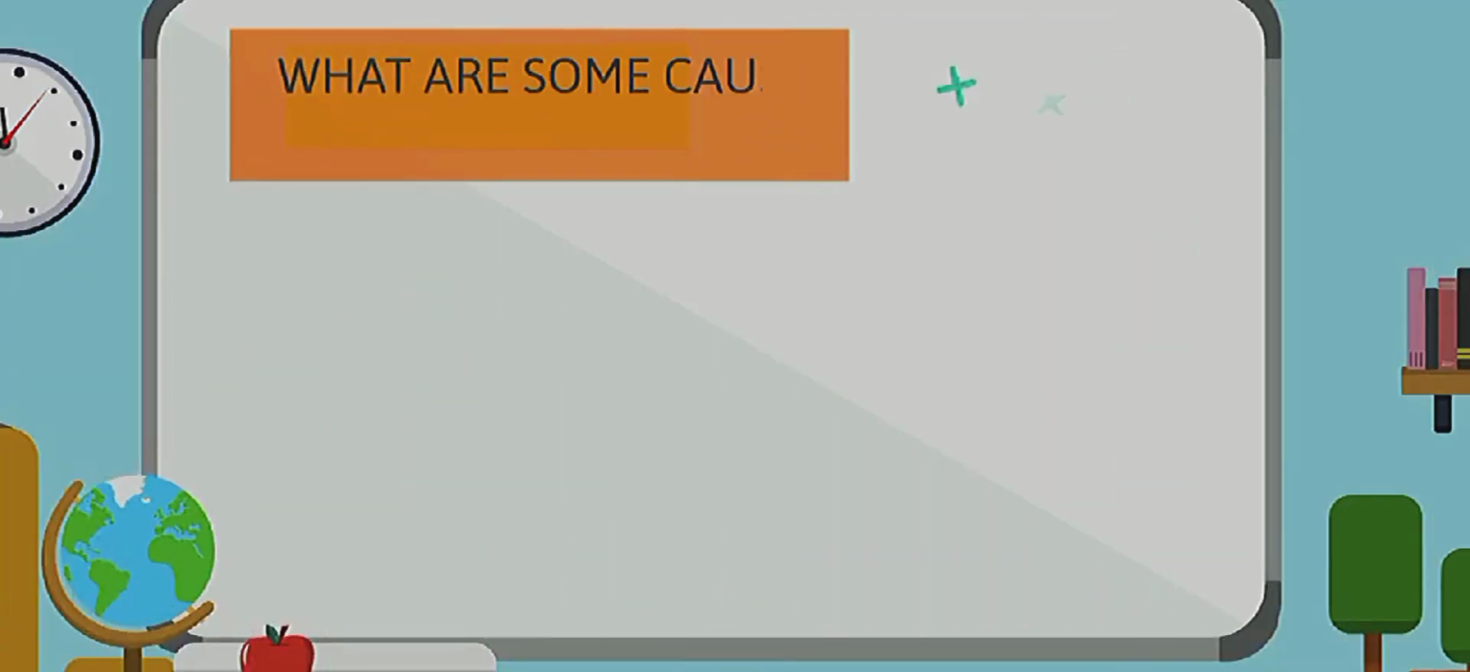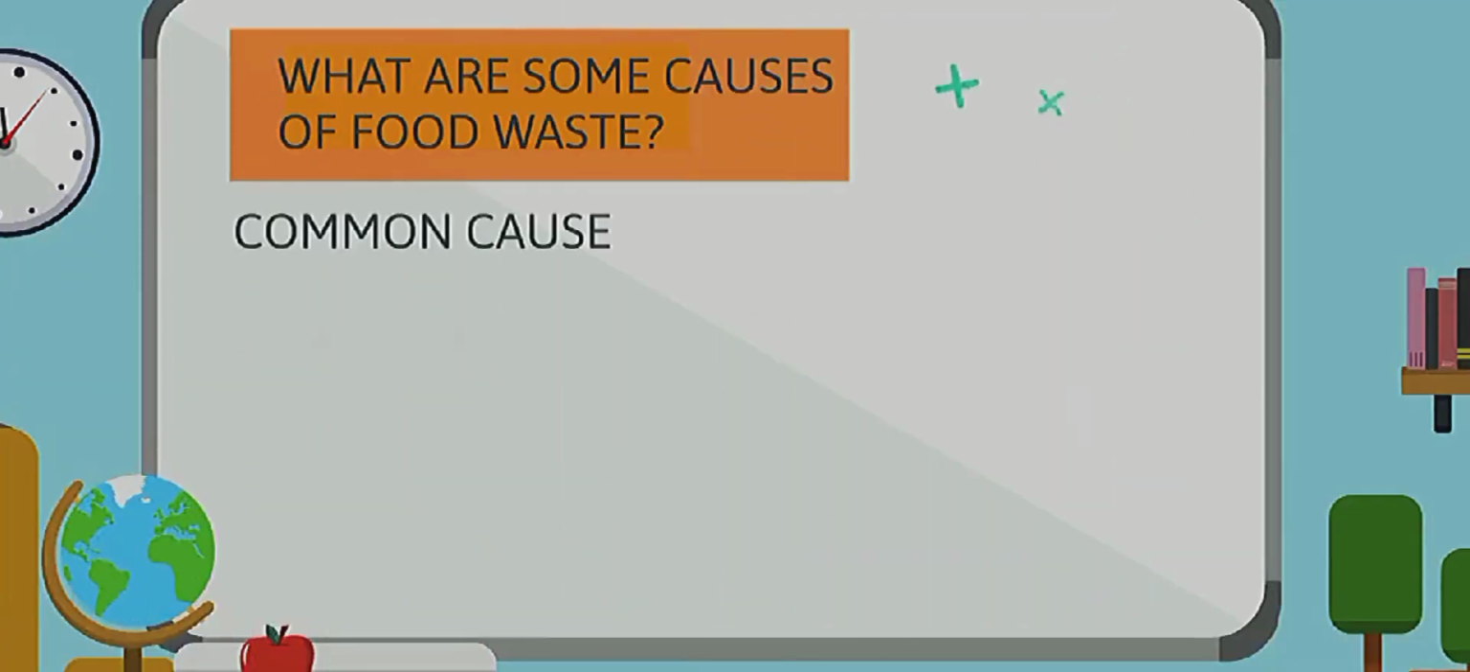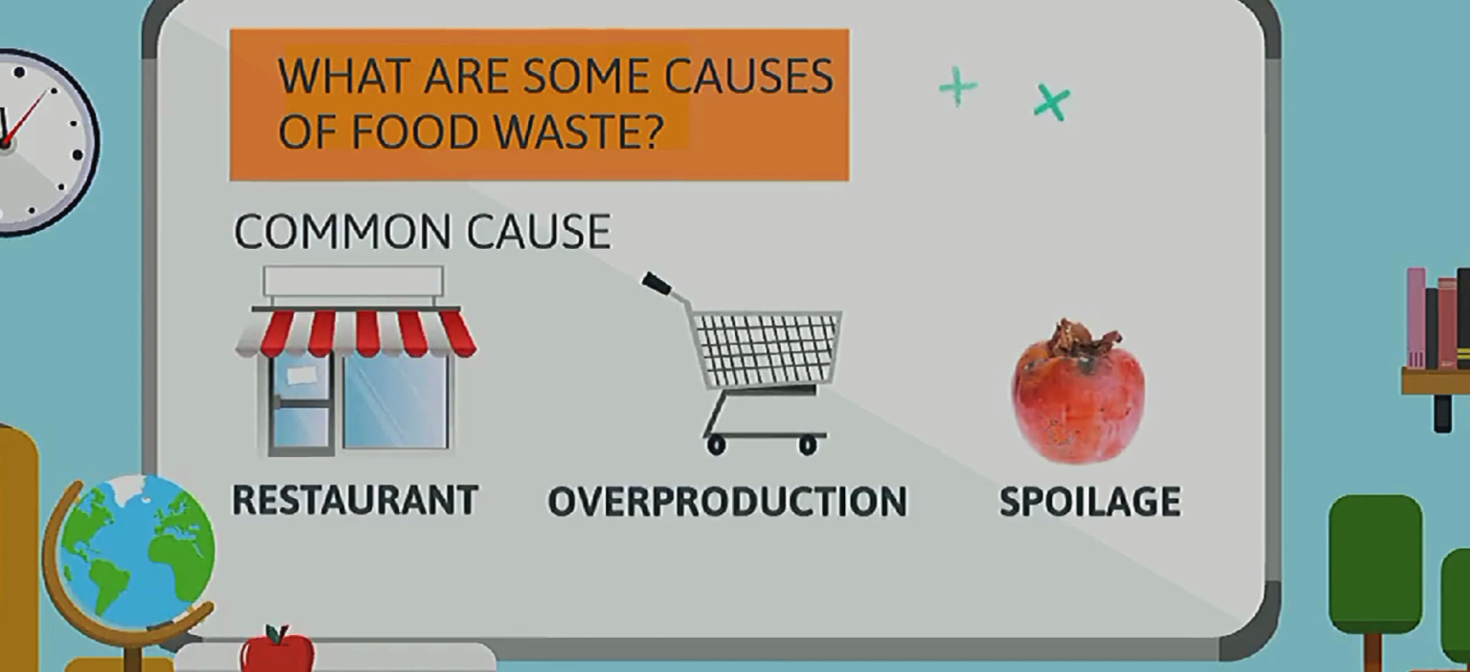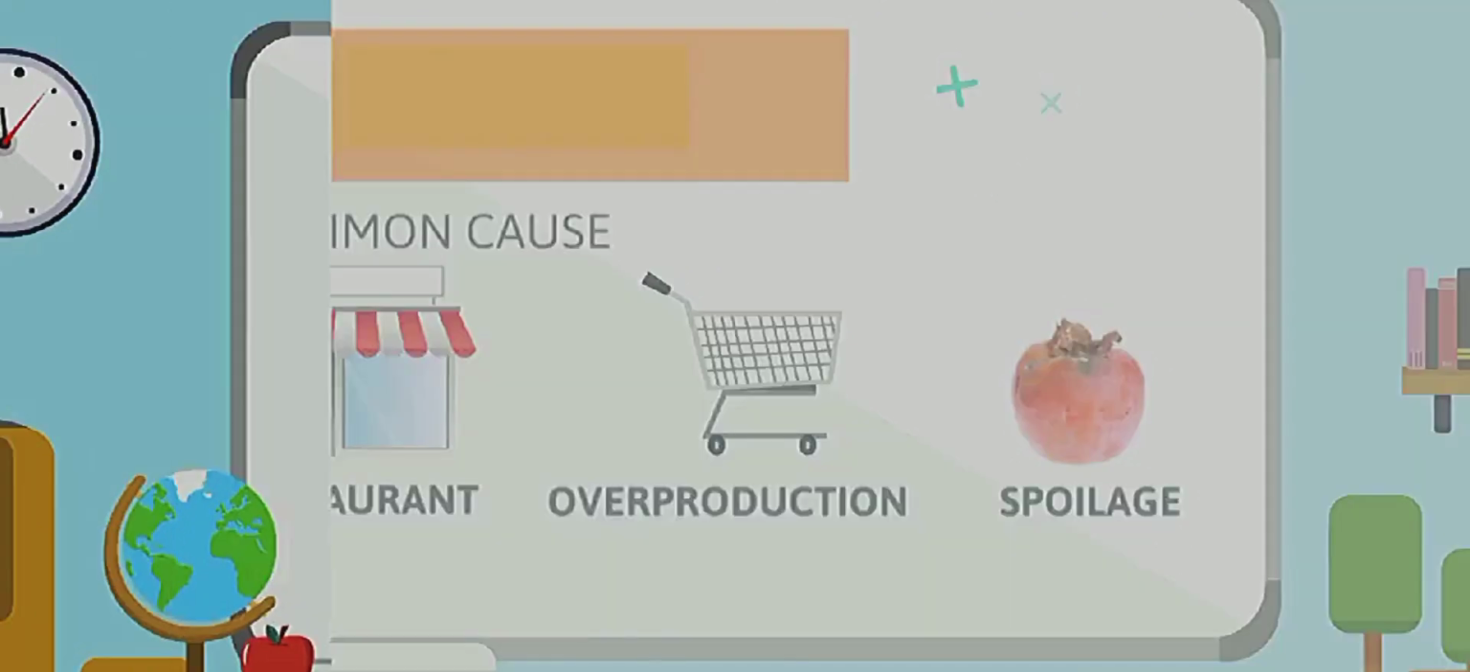What are some causes of food waste? Common causes of food waste in a restaurant include overbuying, overproduction, and spoilage. Overbuying is often a result of inadequate forecasting of consumer demand and the large quantities of food that restaurants typically need to purchase at one time.